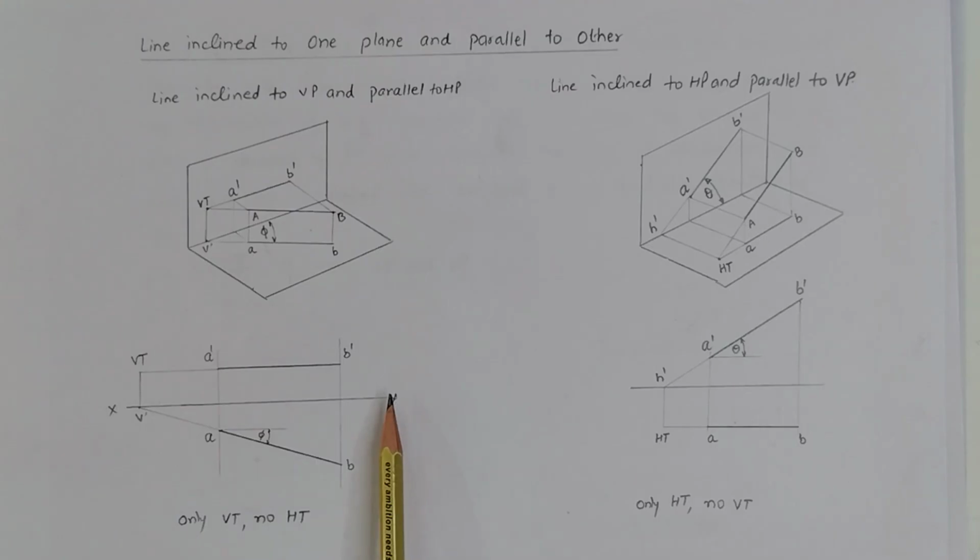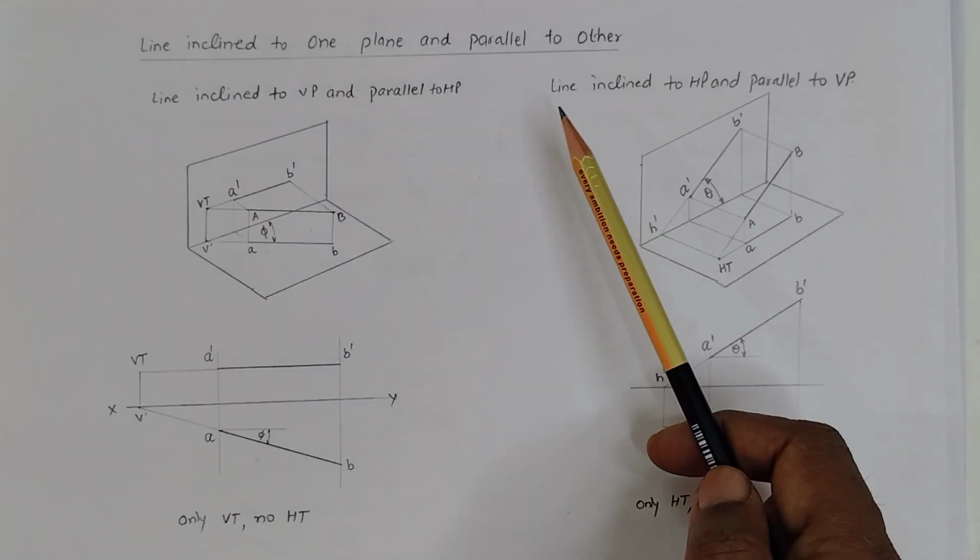In this case, the same is represented here. XY is the axis, a dash b dash is the front view, and ab is the top view. We extend this top view, and it intersects here. At this point we draw a perpendicular, so that it intersects the produced projection of the front view over here. This is the VT, the vertical trace. As you can see, this line is not intersecting the reference line, so that's why there is no HT, that is, no horizontal trace.